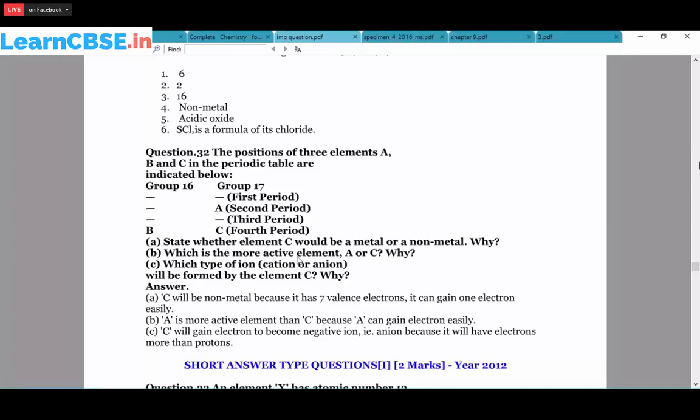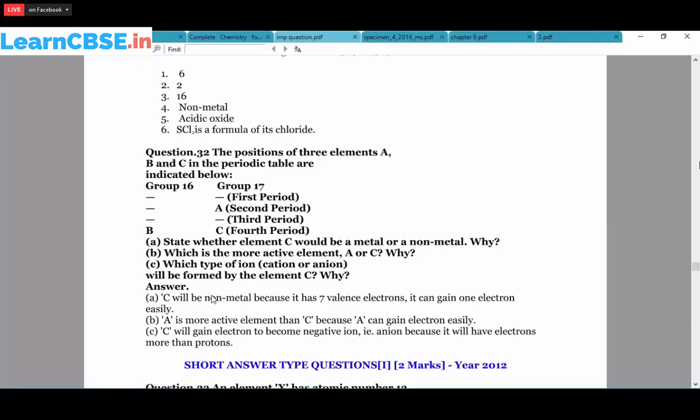Which is the more active metal, A or C? A is present in the second period and C is present in the fourth period. So A is more active than C, because A can gain electrons easily, as it has only 2 shells, so the nucleus can easily attract the electrons. But C has 4 shells. The nucleus is inside all the shells, so it has to attract through all 4 shells, and the attraction will be much less in the case of C.